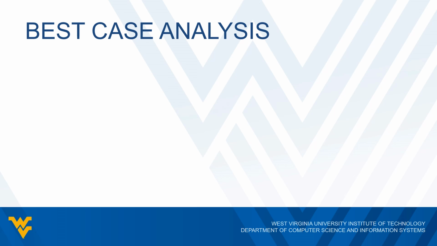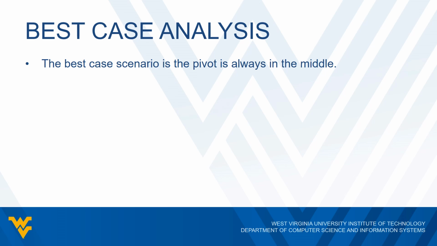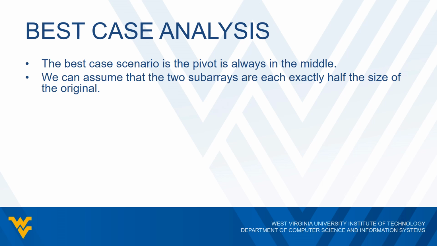We'll now take a look at the best case scenario, and this would be if the pivot is always in the middle of the array, which means every time we make a recursive call, we can assume that the two sub-arrays are going to be exactly half the size of the original array. So every time we partition it, it's always half of each other. So that means the two sets have the same size. This means our recurrence relation would be t of n equals 2 times t of n over 2 plus cn.